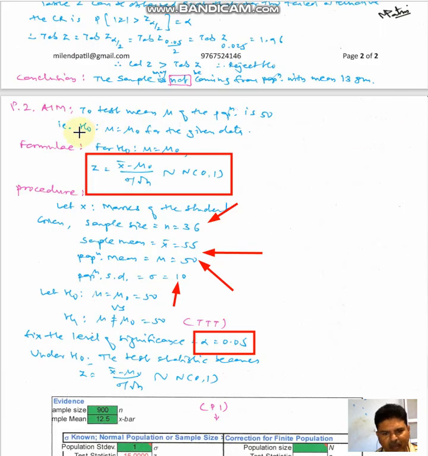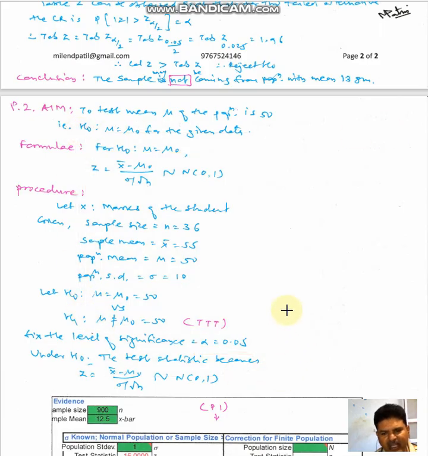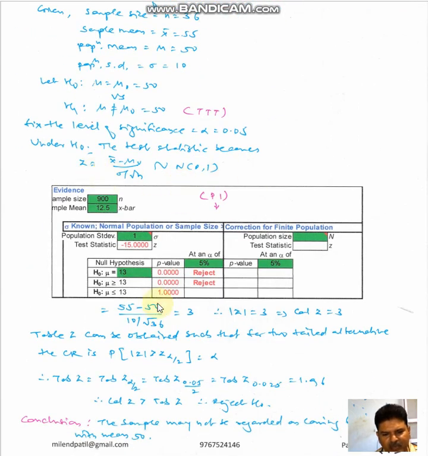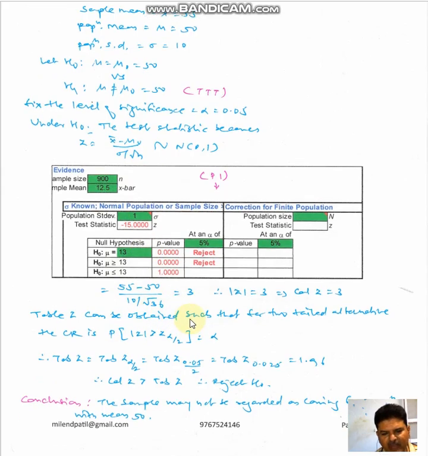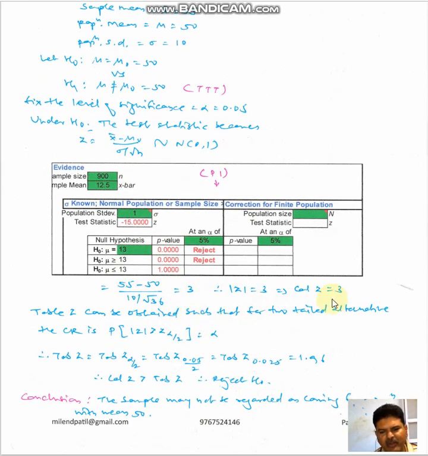So when you apply this formula, what are we getting? Z equal to 3. Therefore, the calculated value of Z is 3. How does this 3 come? If you put x bar as 55, mu naught as 50, sigma as 10, and n as 36, that gives me the value 3.